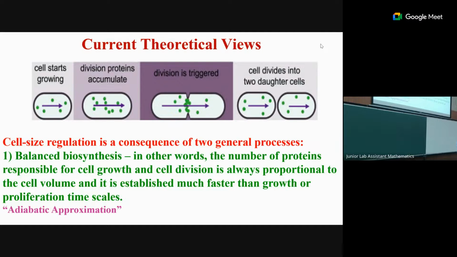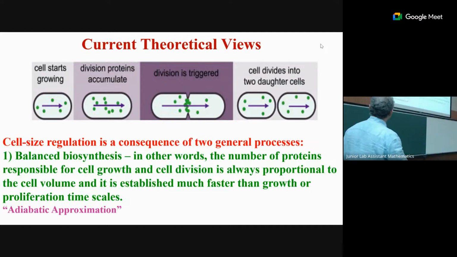You had physics at least, most of you, right? I know you hate chemistry, but in physics you get it, right? There's a very common adiabatic approximation. For example, nuclei and electrons: nuclei move very slowly, electrons move much faster. So the very successful quantum mechanical description, the so-called adiabatic one, says electrons are much faster. The same story here. The proteins responsible for growth and division are created much faster than the time scales for growth and division. This is called balanced biosynthesis.